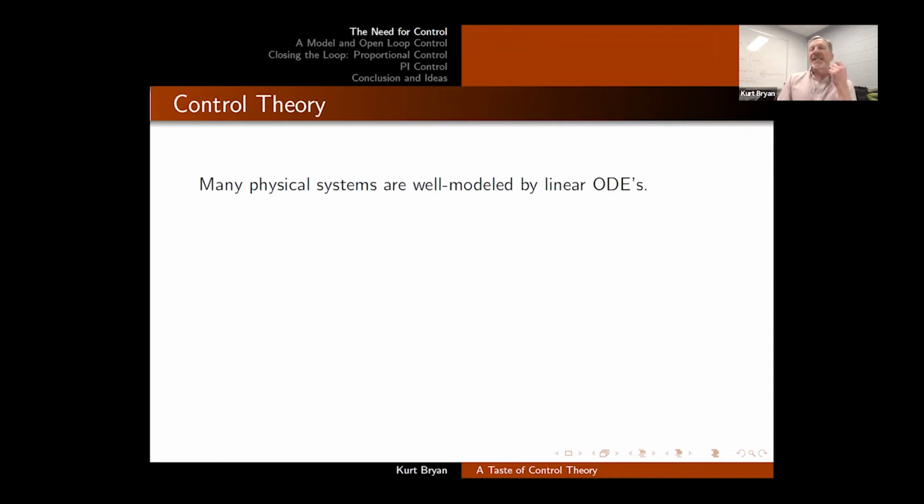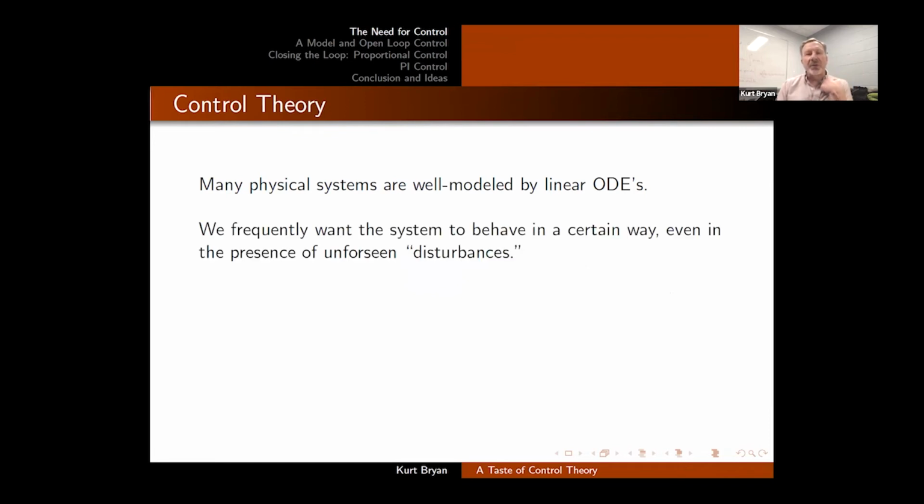We're going to model this system with a linear ODE, basically Newton's law of cooling. We're going to assume the incubator obeys Newton's law of cooling. We want a control strategy for the incubator that causes it to behave in a certain way, even in the presence of unforeseen disturbances, in the language of control theory.